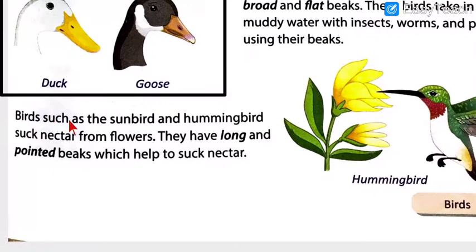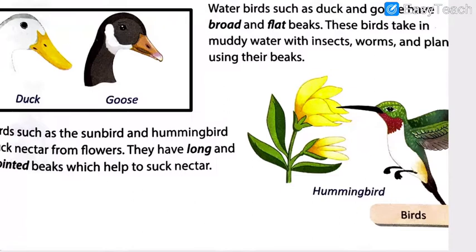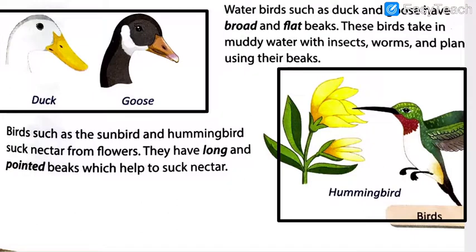Next, birds such as the sunbird and hummingbird suck nectar from the flowers. They have long and pointed beaks which help them suck the nectar. As you can see here, the picture is of a hummingbird. Now what is the meaning of humming? Humming means the sound you make. This kind of sound is made. When you don't sing the song, you just make the tune of the song without opening the mouth. That is called humming, right? So the hummingbird's name is according to its sound.